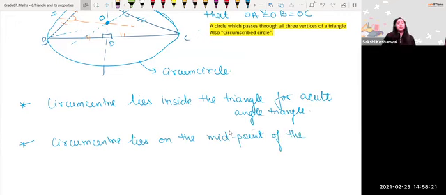I think you might be feeling very bored. It's going to be too much for class 7th grade. Yes, it's a little bit too much on the higher end, but this is going to be a very fruitful thing once you understand this. Okay. The circumcenter lies on the midpoint of what, beta?